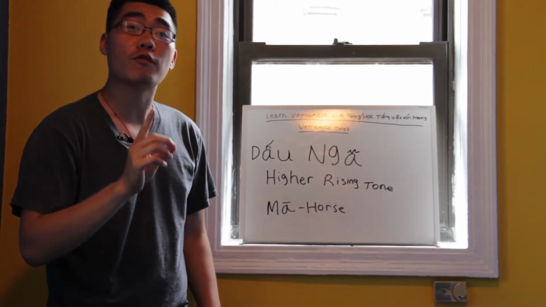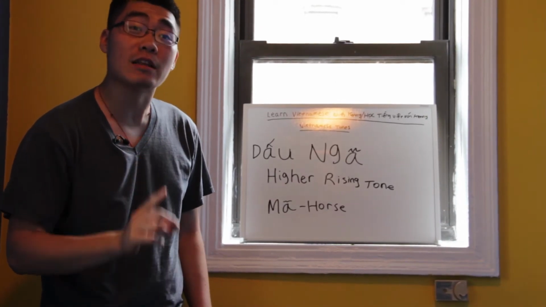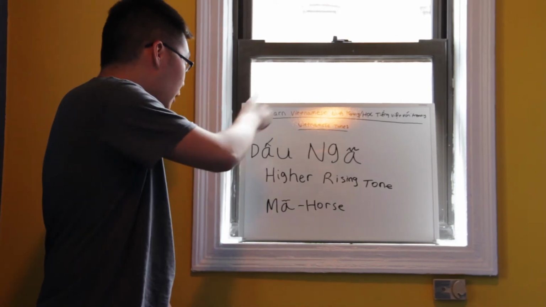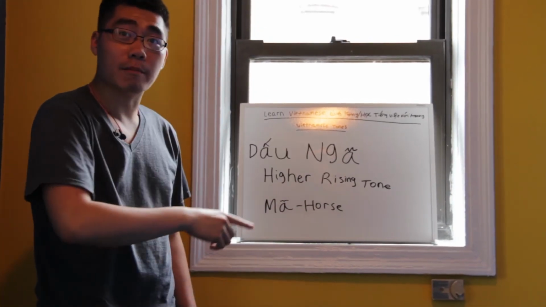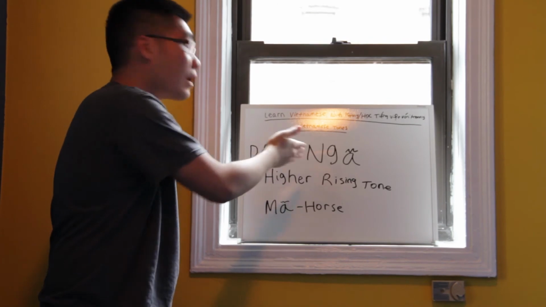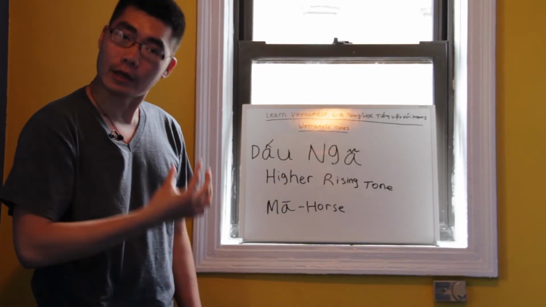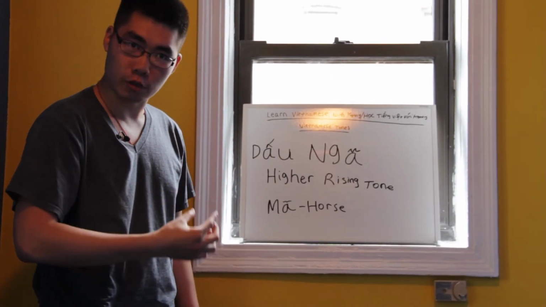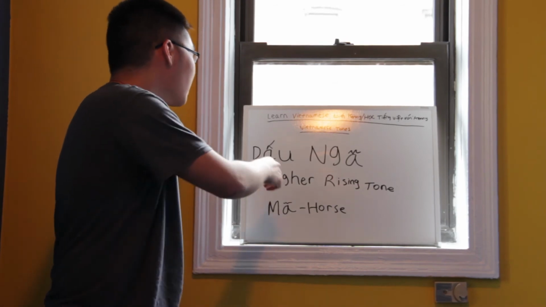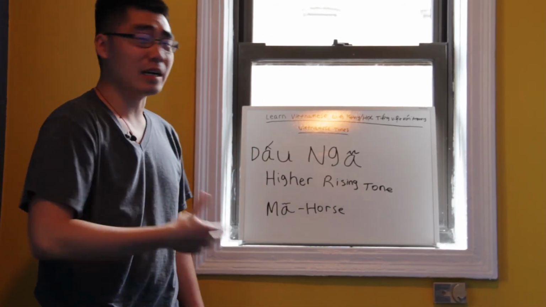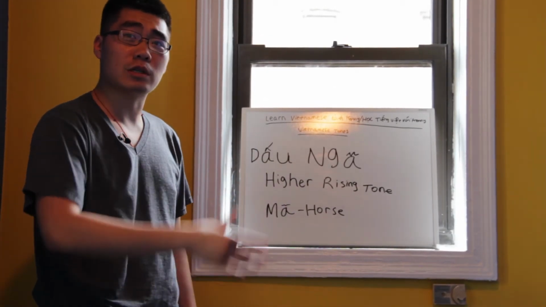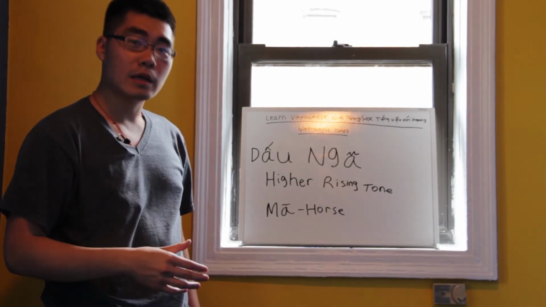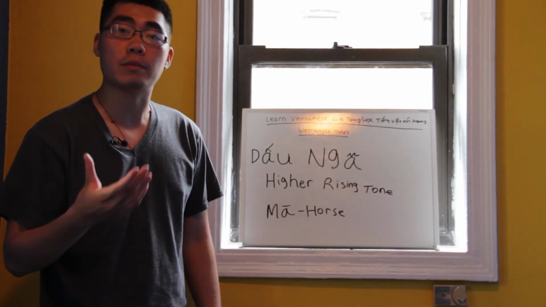But this is one special feature which I want to emphasize in the video. In the north, like in Hanoi and Haiphong, they stress dấu ngã whenever they speak. On the contrary, in the south, like Ho Chi Minh City, they tend to not emphasize the dấu ngã, but they prefer to use the dấu hỏi in their speech when they're speaking with other people.